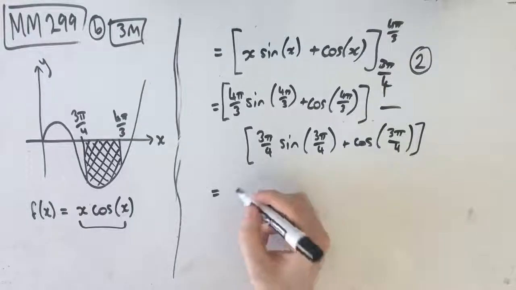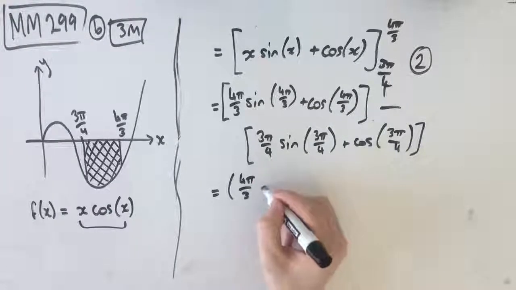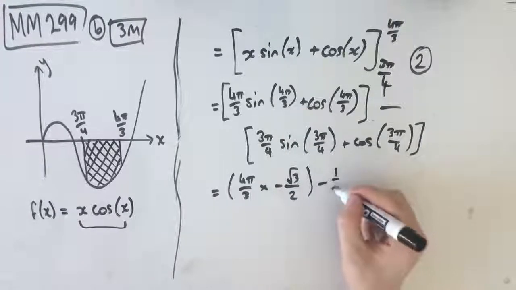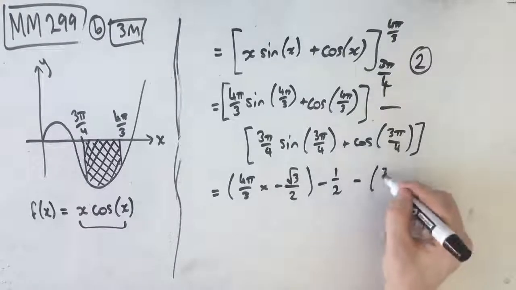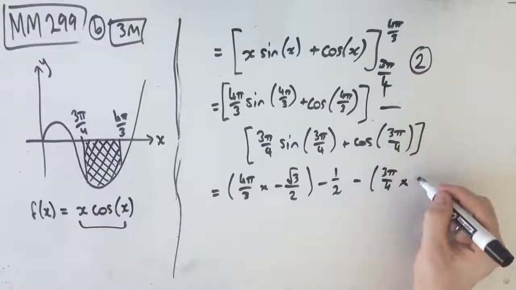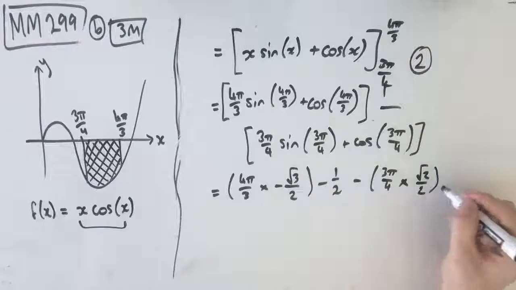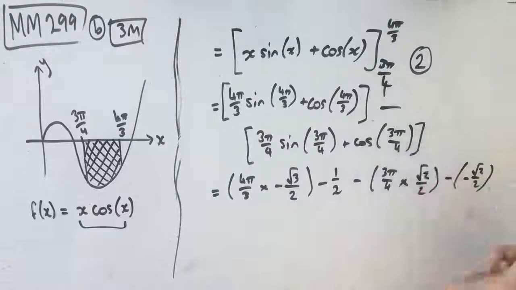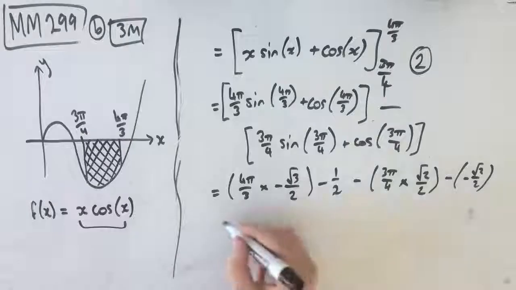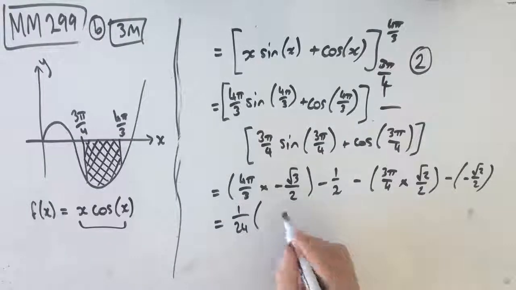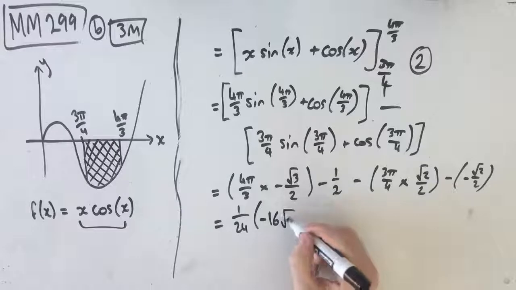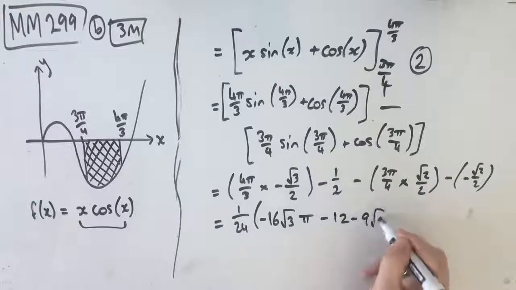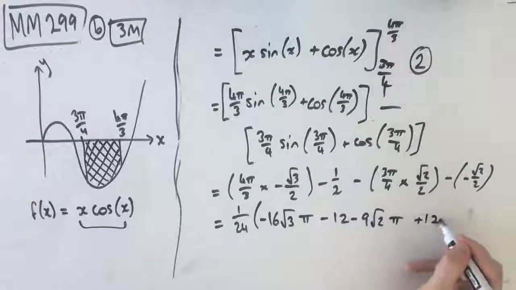Awesome. From here, we end up getting 4 pi on 3 times negative root 3 on 2, which is this bit here, minus a half, minus 3 pi on 4 times root 2 on 2, so that's this bit here, minus negative root 2 on 2, which is this bit here. Awesome. Then from here we get 1 over 24. Now I'm skipping a few steps, but I'm sure you'll be able to follow along with this. So negative 16 root 3 pi, minus 12, minus 9 root 2 pi, plus 12 root 2.